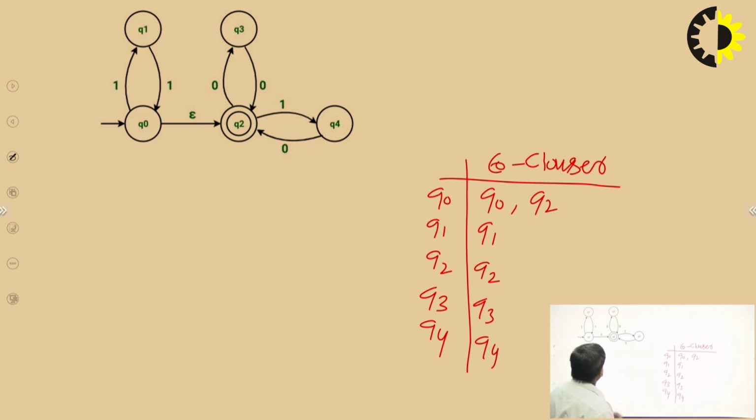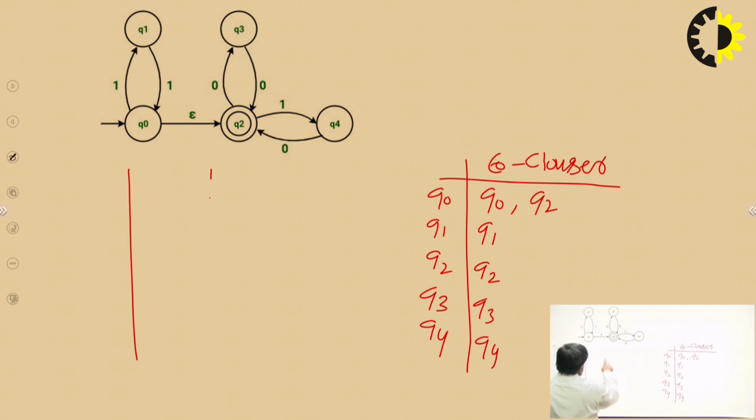Now Q2, any movement possible with the help of epsilon? No movement is possible. Now what is Q3? Again for Q3, no movement is possible. Q4, no movement is possible. So it is very simple to find the epsilon closure. Only Q0 and Q2 have an epsilon closure. What is the next step? Find the transition table of the NFA.